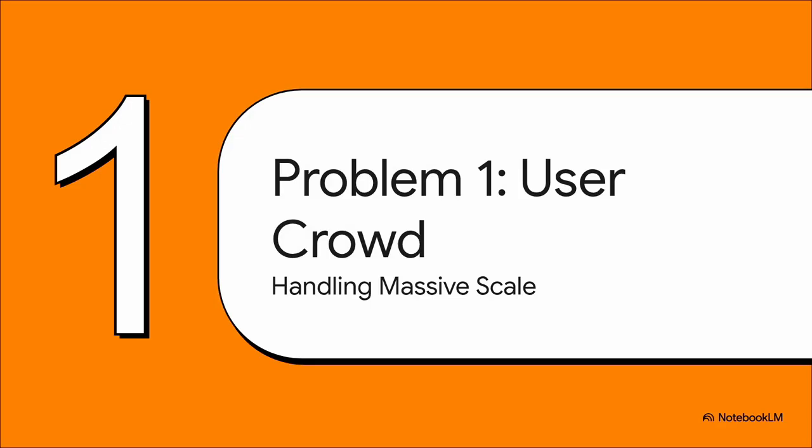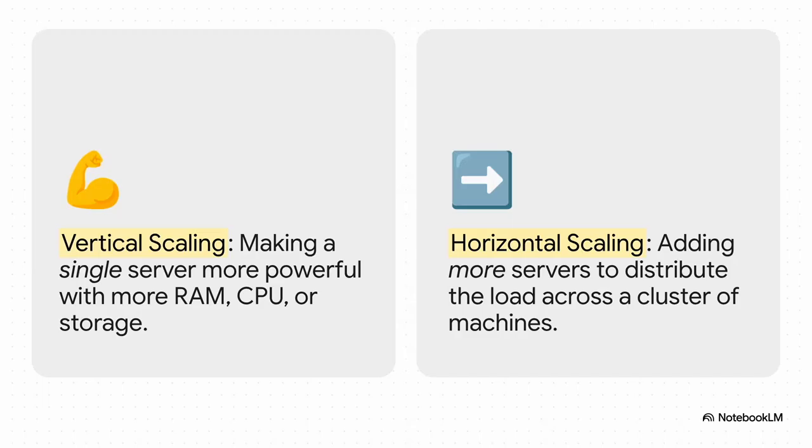Okay, so let's dive right in with the first major hurdle every popular app has to clear. How do you handle a massive, just overwhelming crowd of users? Because one single computer, yeah, it's not gonna cut it for long. So when your first server gets totally swamped, you've basically got two choices. Option one, make that single server way stronger. Give it more RAM, a beefier CPU. We call that vertical scaling. Or option two, you can add more servers to the team to share the work. That's called horizontal scaling. And for pretty much every huge service you use today, horizontal scaling is the name of the game. It's just way more flexible and you don't have all your eggs in one basket.